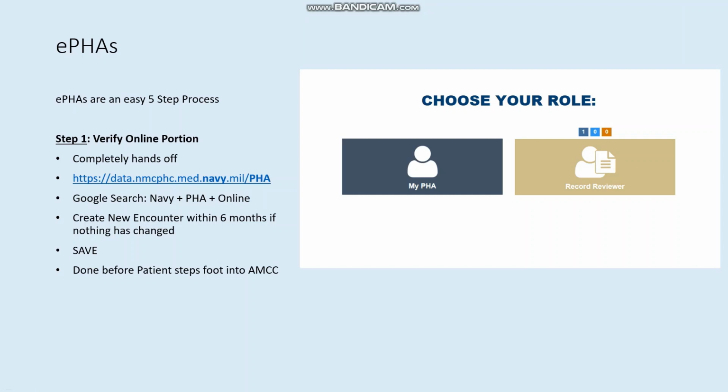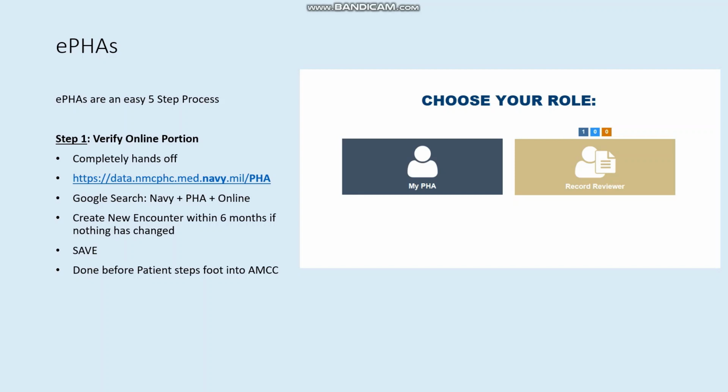ePHAs I break down into a five easy step process. Step 1 is verify the online portion. So you should be in direct contact with your Marines. You need to elicit the use of this website, which is HTTPS data. You can see it on the screen. And if that's too much for them to remember, you just Google search with Navy plus PHA plus online. It should be the first link there, and you should recognize it with the data as being the first entry in the URL. This step is completely hands-off, and it can be done completely by the person that needs the PHA.